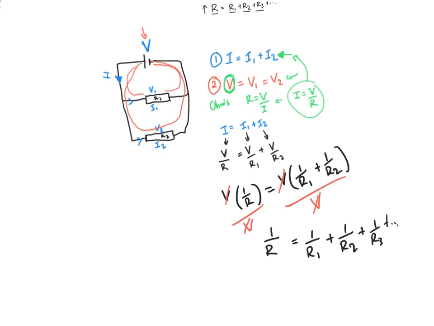When you calculate the total resistance in a parallel circuit, the most common mistake that people make is forgetting to invert the answer that they get from doing 1 over R1 plus 1 over R2 plus 1 over R3. They forget to do 1 over their answer, because the answer that you get is 1 over R.